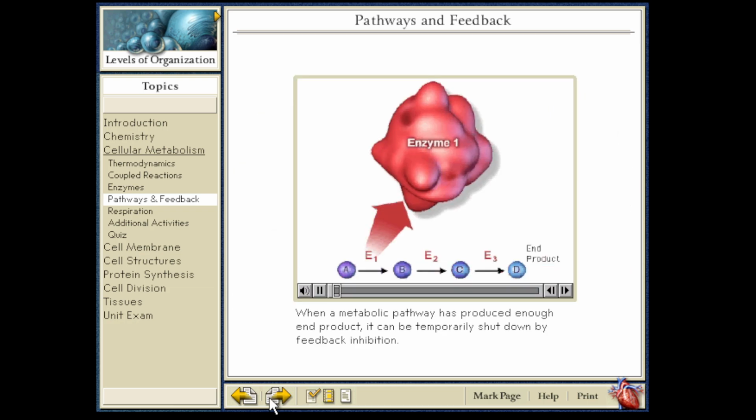When a metabolic pathway has produced enough end product, it can be temporarily shut down by feedback inhibition. The end product binds to the first enzyme in the pathway. This inhibits the first reaction, and thus all subsequent reactions. The end product is no longer made. In some pathways, the end product binds to the enzyme's active site, blocking binding by the first substrate.